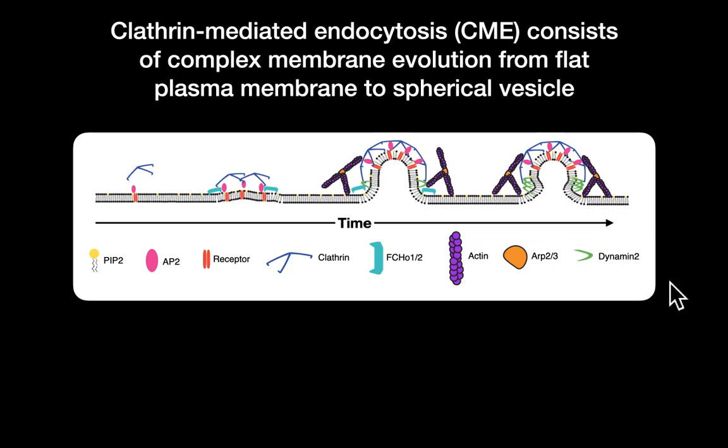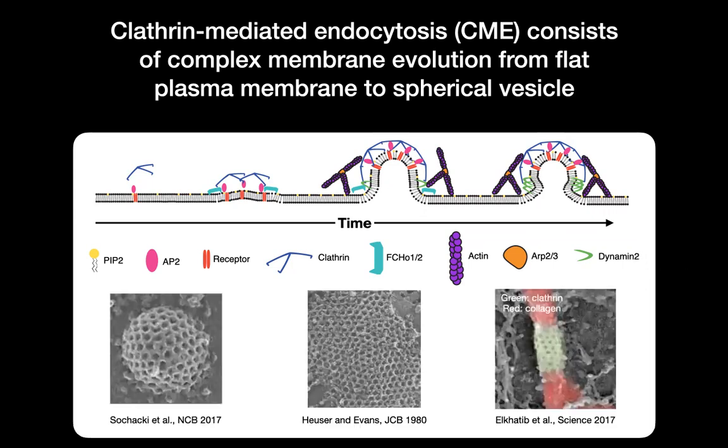And clathrin has long been thought to be important in curvature generation, but it shows up in a lot of different shapes within the cell, visible in these SEM images. So you can see it as these spherical, flat, or tubular lattices. So how and when curvature is generated during CME has been a topic of debate for some time.